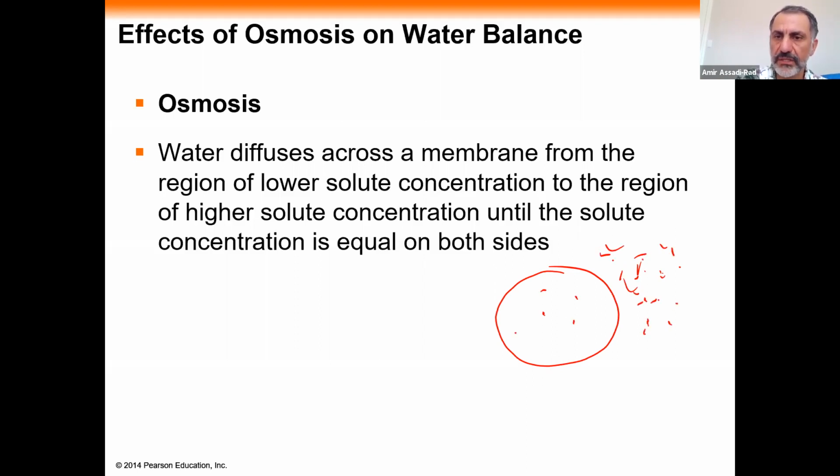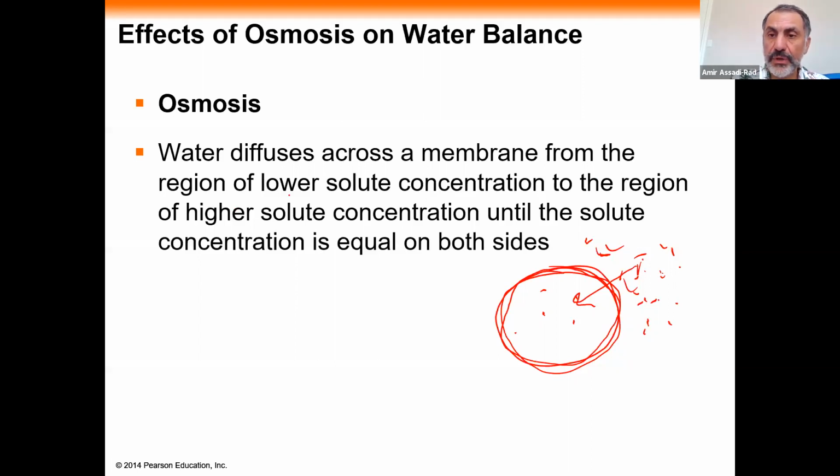So the water molecules are going from high concentration to a low concentration through a selectively permeable membrane. That is osmosis. And of course, no ATP is needed. The definition your textbook gave you is the same thing: water diffuses across a membrane from a region of lower solute.